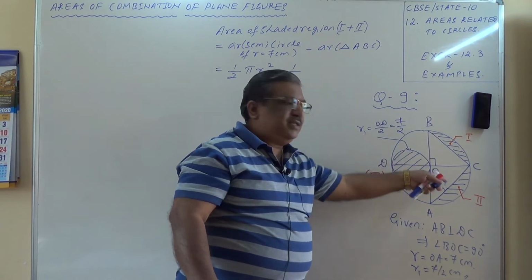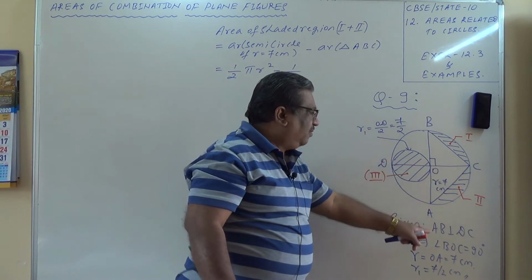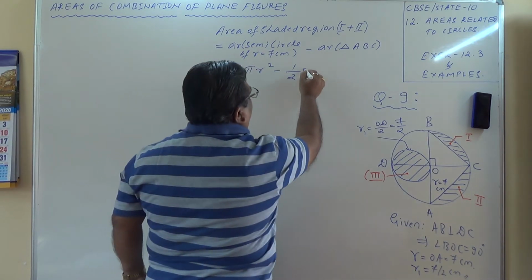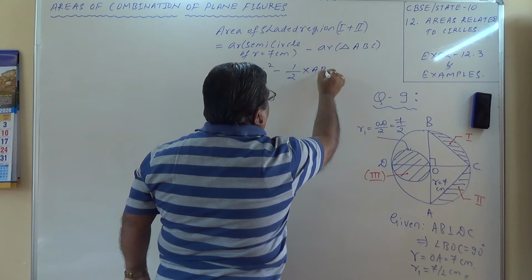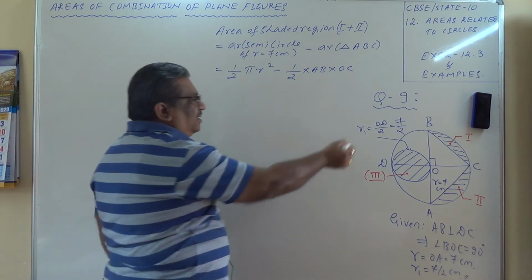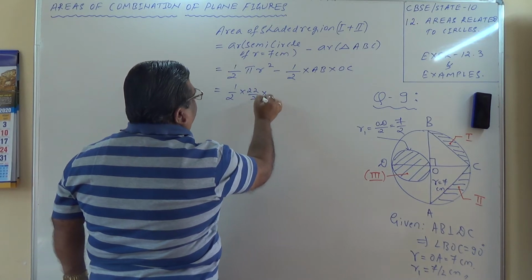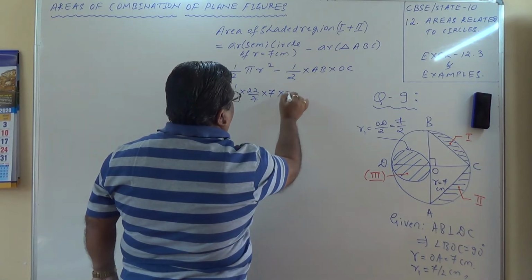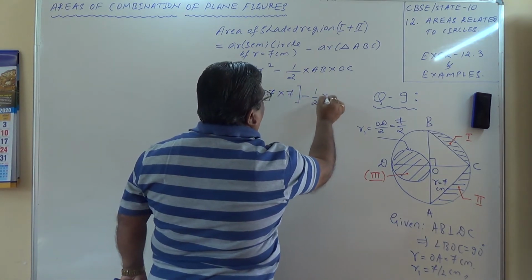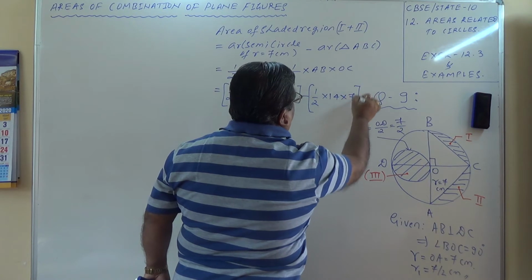This AB and DC are perpendicular to each other. Therefore, this is a right angle, and hence OC becomes the altitude for triangle ABC, with base AB. So half into base AB into OC, the altitude. OC is nothing but the radius and AB is the diameter. So this is half into 22 by 7 into R square, 7 into 7, minus half into AB, 14 into 7.